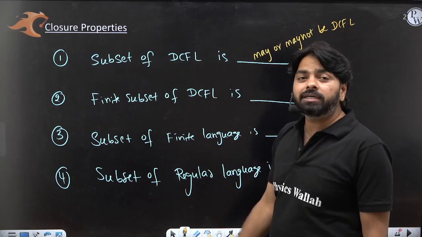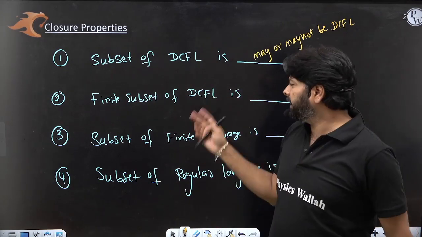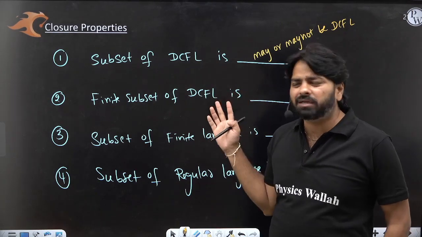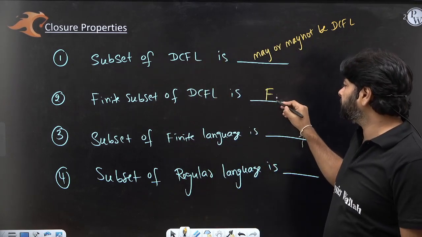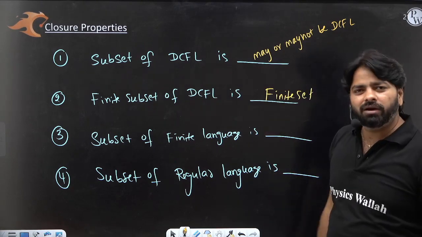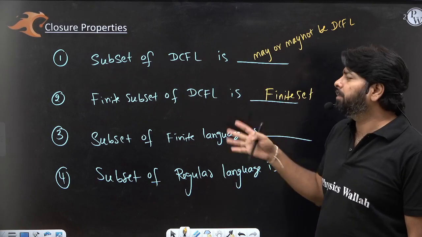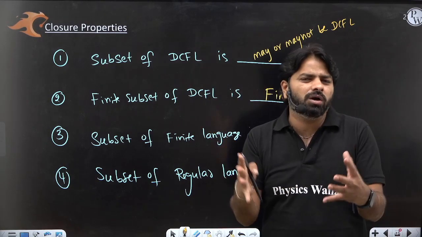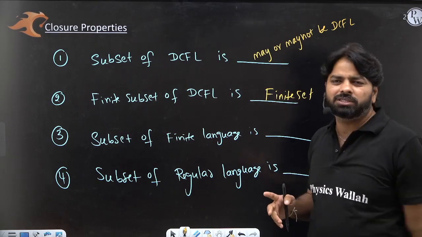And a finite subset of not only DCFL, you take any language in the world. You take a CFL, you take a CSL, doesn't matter. When you take a finite subset, the result will become a finite set. And in the exam, if we don't see finite set, you can answer regular, you can answer DCFL, you can answer CFL, CSL, because a finite subset of any language in the world is going to be finite. Then you can choose as per the given options that you have.